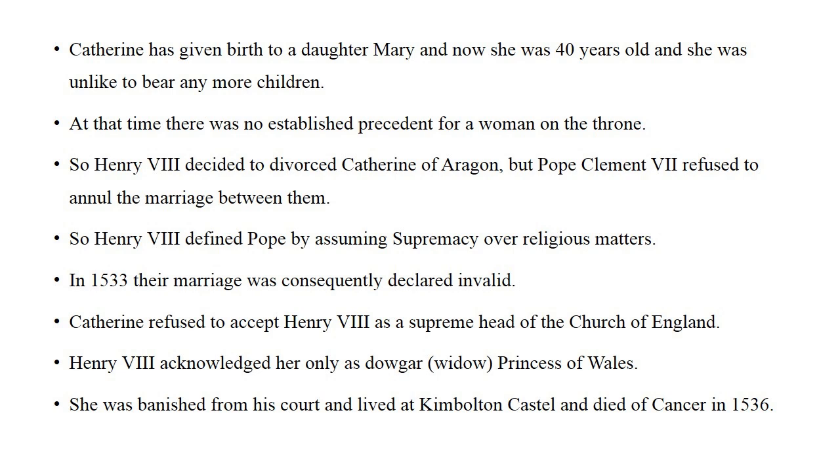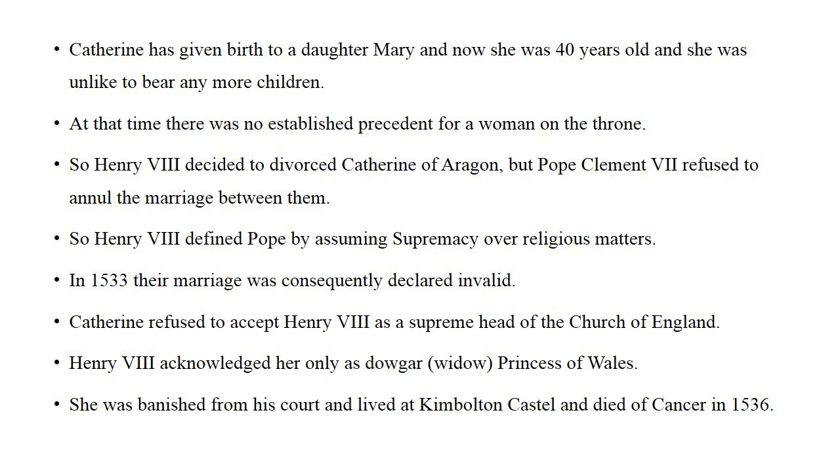So Henry decided that he wanted to defy the Pope by assuming supremacy over religious matters. As we see in the dissolution of the monasteries essay, the Act of Supremacy was begun. So he started that. In 1533, their marriage was consequently declared invalid. Catherine refused to accept Henry VIII as the supreme head of the Church of England.